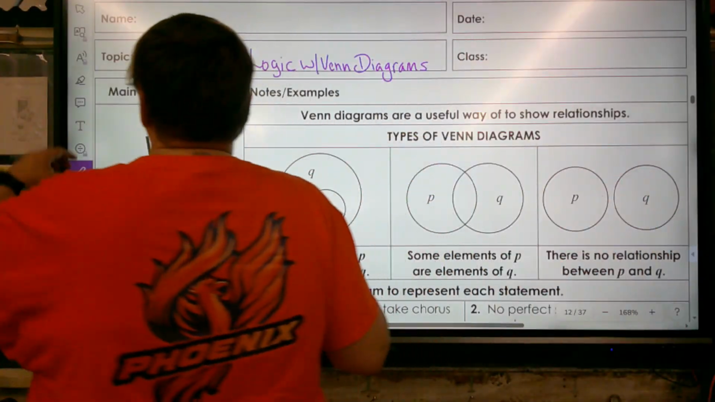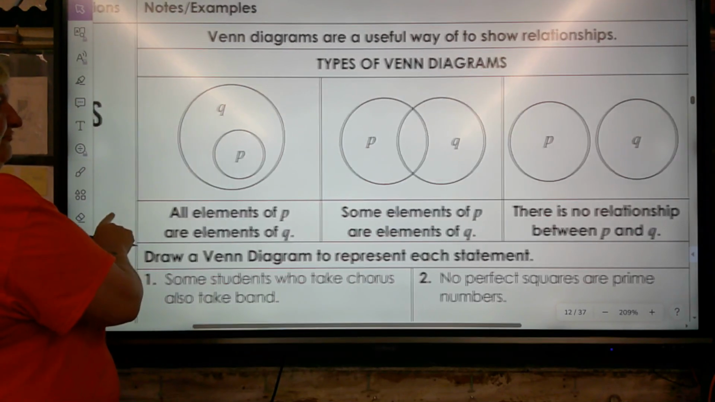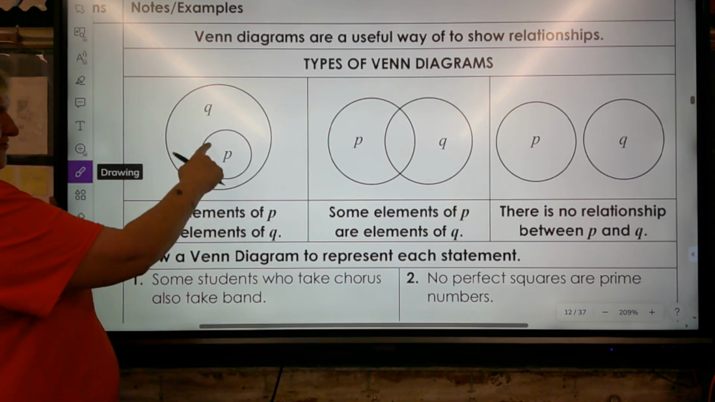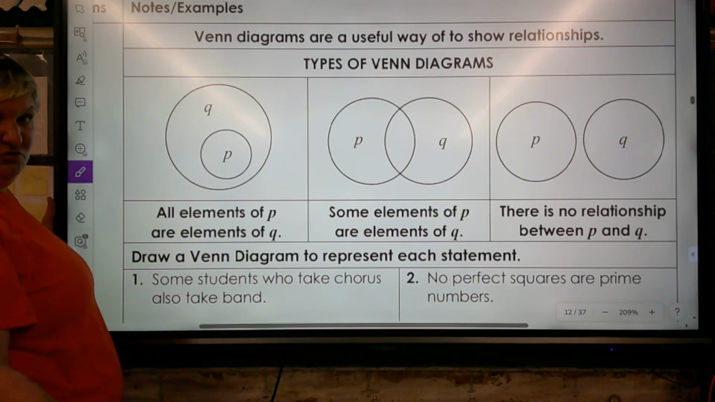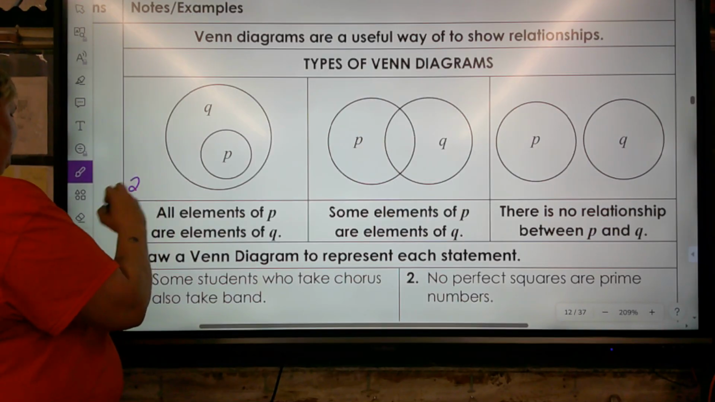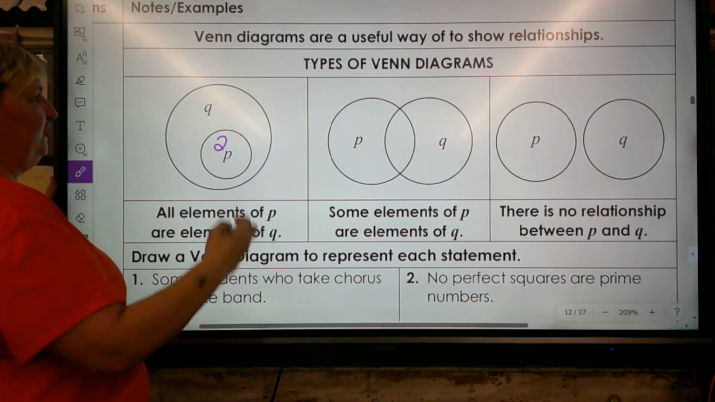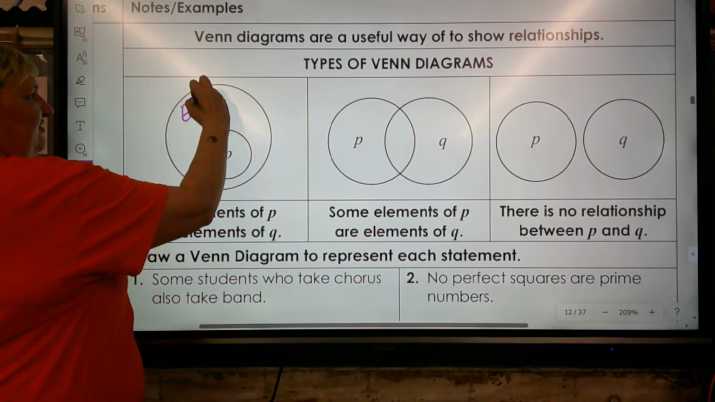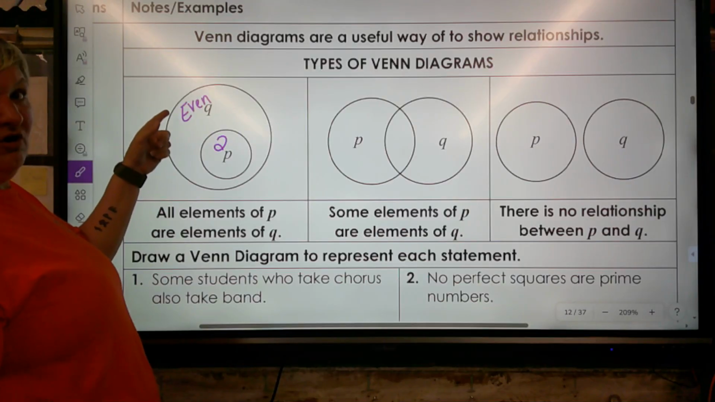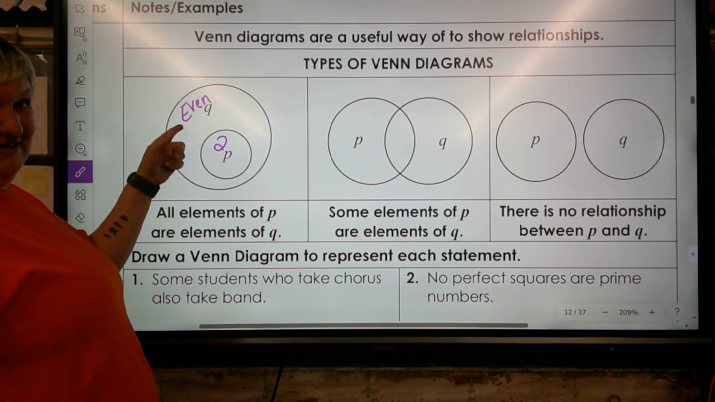So there are different types of Venn diagrams, right? The first type, all elements of P are elements of Q, right? So for example, if P was 2, then you could say Q is even numbers, right? All 2's are even numbers, but not all even numbers are 2's. But all 2's are even numbers, so it can go inside the circle.